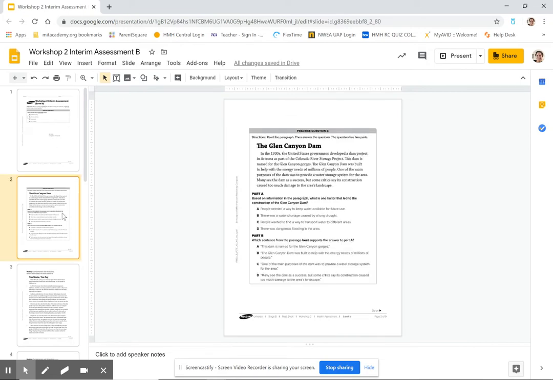Here's the practice for a reading question. It says practice question B. Directions, read the paragraph, then answer the question. The question has two parts. So I'll just use my scribble function again. I need to read the paragraph. And then I need to answer the question. And I'm going to underline that the question has two parts, so that I know I need to answer two parts.